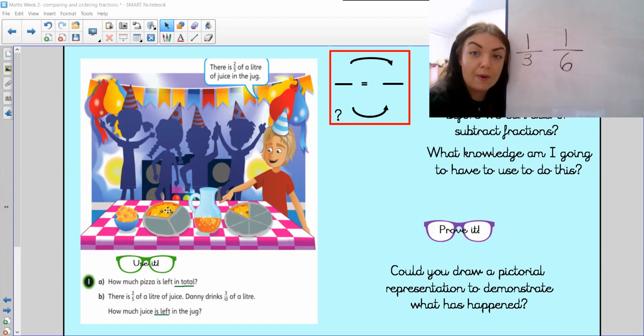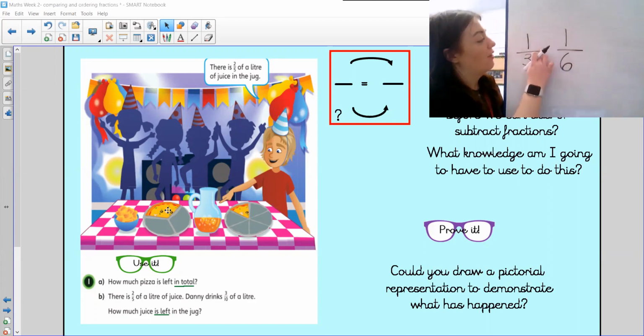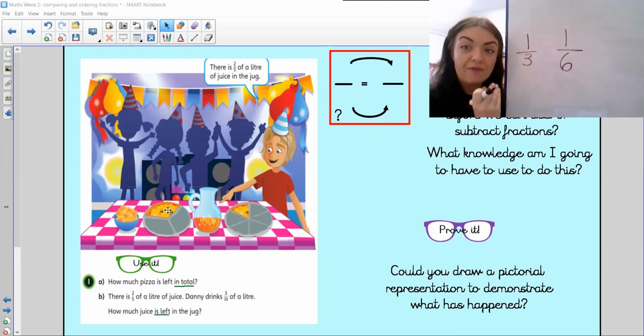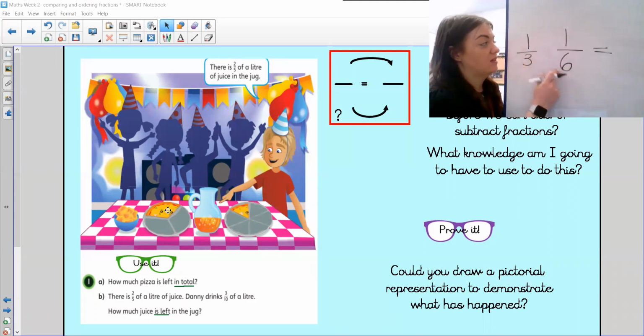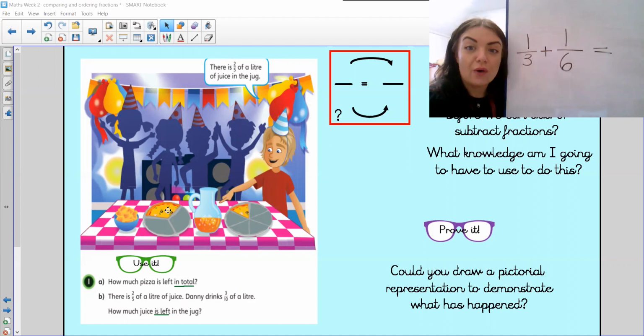Okay. Now I'm going to look at my question. So how much pizza is left in total? So that key part there, in total. If I am finding the total of something, what am I going to be doing with these 2 fractions? I'm, of course, going to have to add them. So hopefully that is a number sentence that you got to start with, okay?